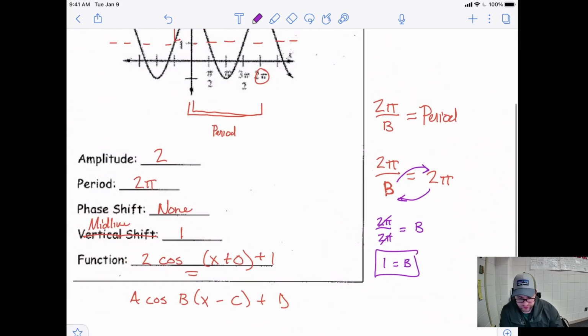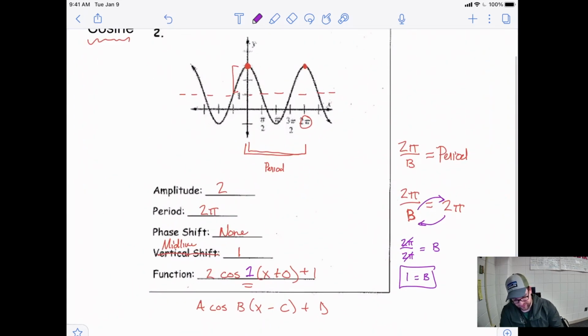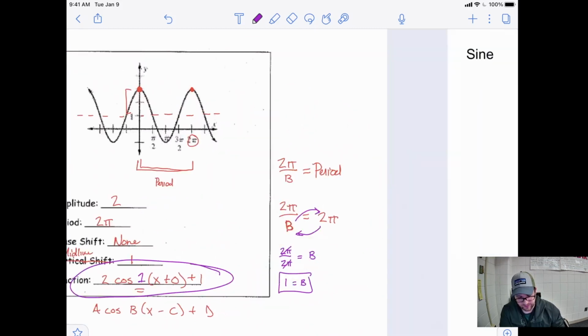So we're going to use this method to actually calculate what our b value is. So our b value in this problem is 1, which means this is the function of 2 cosine 1 times quantity x plus 0 plus 1. Let's take a look at another problem.